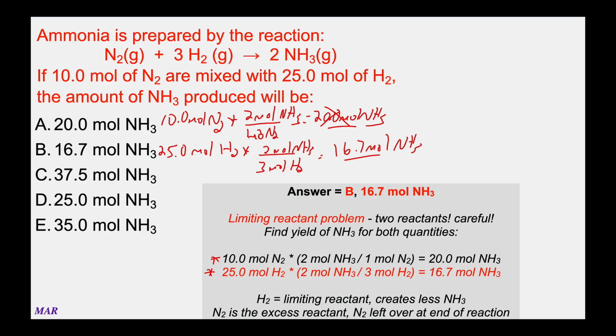It's limiting how much product, NH3, that can be made. And because it's the limiting reactant, that means that 16.7 moles is the theoretical yield of NH3. That's how much we should be able to make. And then finally, by default, because nitrogen is not the limiting reactant, it's going to be one of the excess reactants. There will be nitrogen left over at the end of this reaction. So if you can do this kind of problem, you totally have this process down.